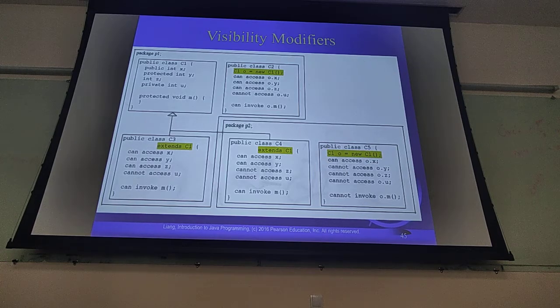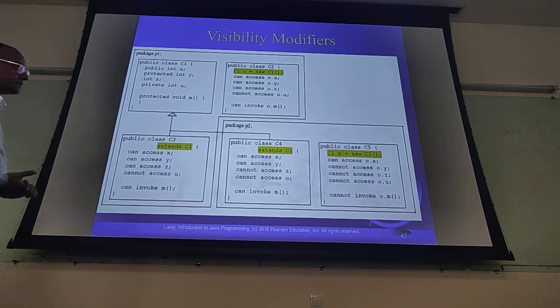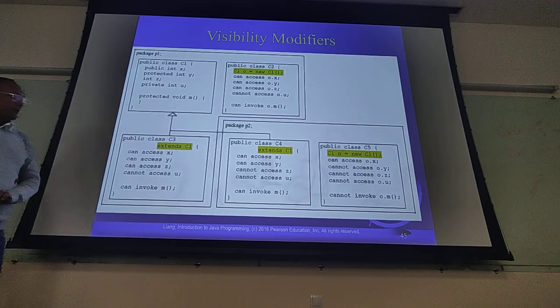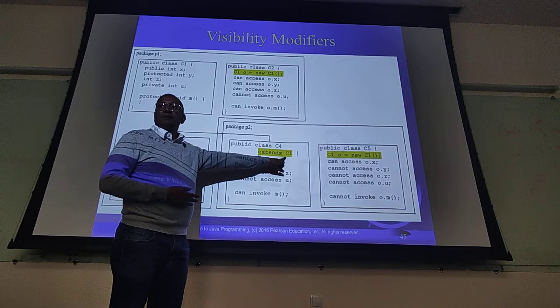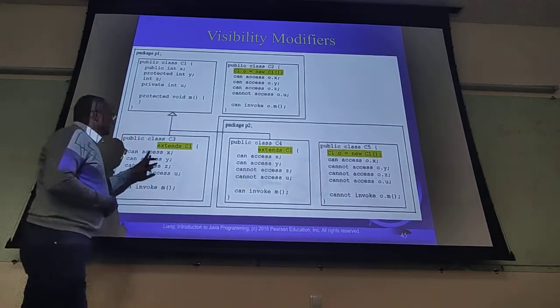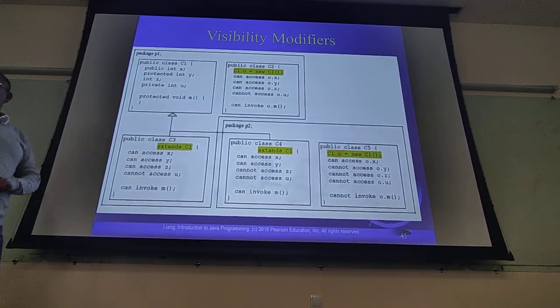So we have package 1 and package 2. See, package 1, how many classes? 3 classes. C1, C2 and C3. Package 2, how many classes? C4 and C5. See here, C4 is a subclass of C1. Here C3 is a subclass of C1.